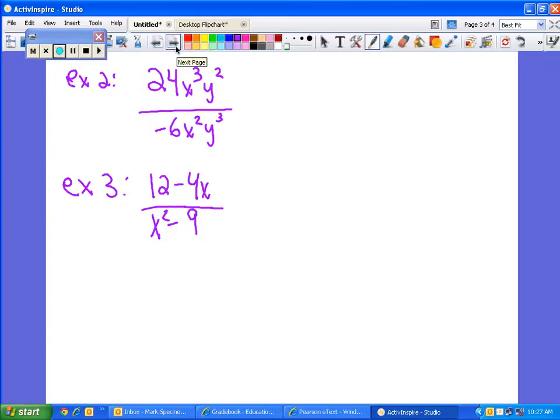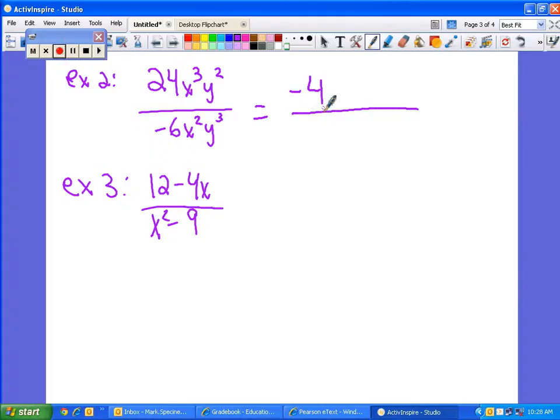Okay, so let's take a look at another type of problem that you're going to see. Now we don't have trinomials, but we have monomials. But we're still going to do the same thing. Now we don't have to factor. Now we can go straight to step number 2, which is to simply divide. So we're going to divide our number by our number. So 24 divided by negative 6, negative 4.